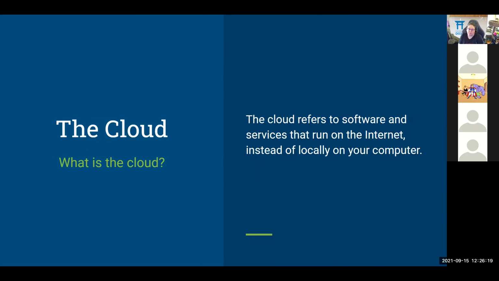All right, so the cloud. What is the cloud? According to the slide here, the cloud refers to software and services that run on the internet instead of locally on your computer.